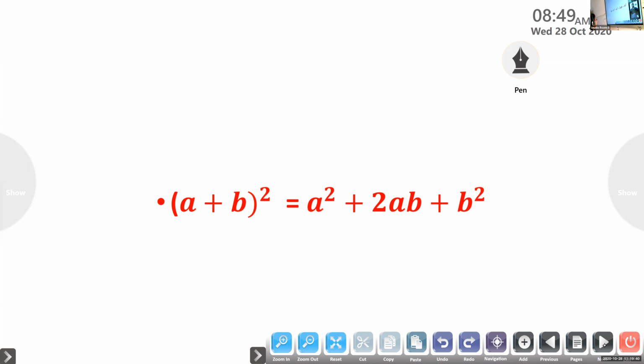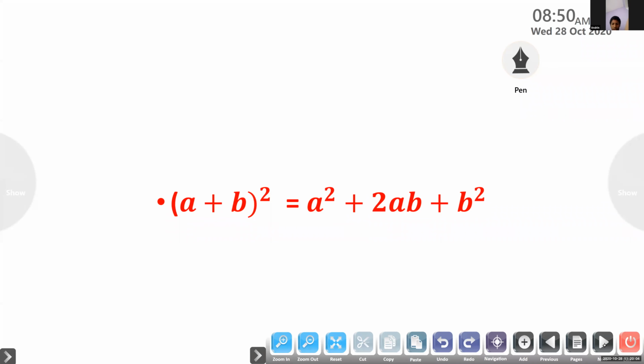Write this equation 20 times and send it to my WhatsApp. Understood? Yes, ma'am. Before 10:30 it should come to my WhatsApp today itself. When is your next period? 11:30. Okay, so before 10:30 it should come to my WhatsApp. Okay, Andrin? Write.